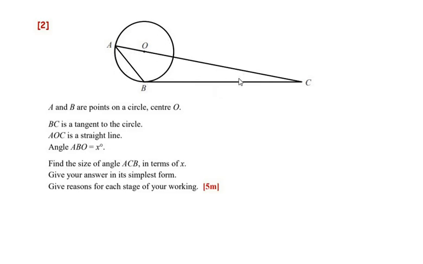AOC is a straight line. Angle ABO is equal to x degrees. Find the size of angle ACB in terms of x. Give your answer in its simplest form. Give reasons for each stage of your working.